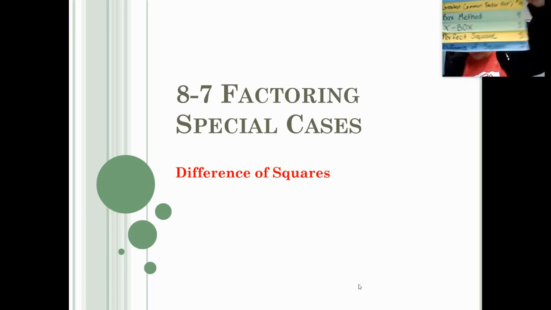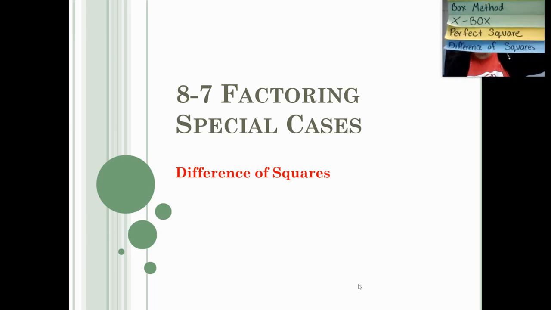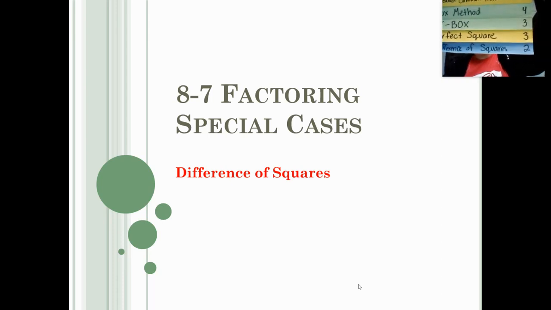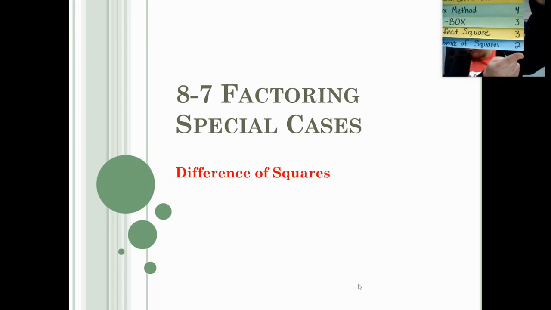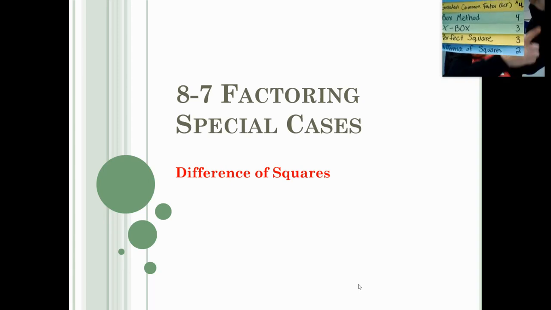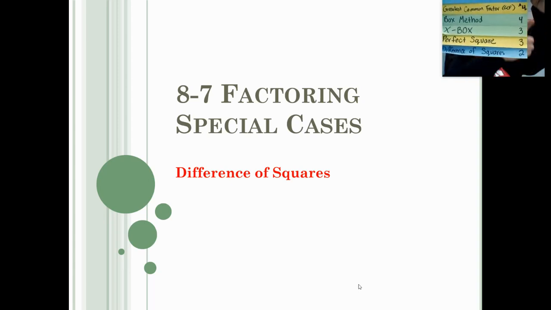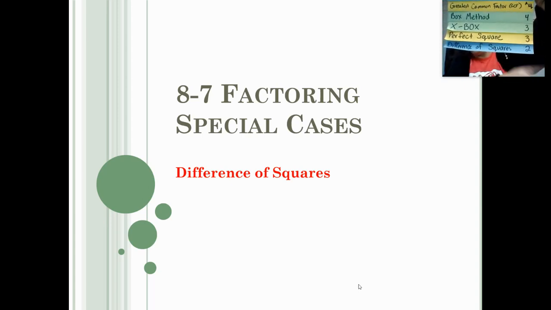Today, we are learning, and you can see it on the screen as well, difference of squares. A difference of squares is something we're going to use on a binomial, something with two terms. Remember, the number on the side is telling you how big the original problem was. So everything today will be a binomial, only two terms.